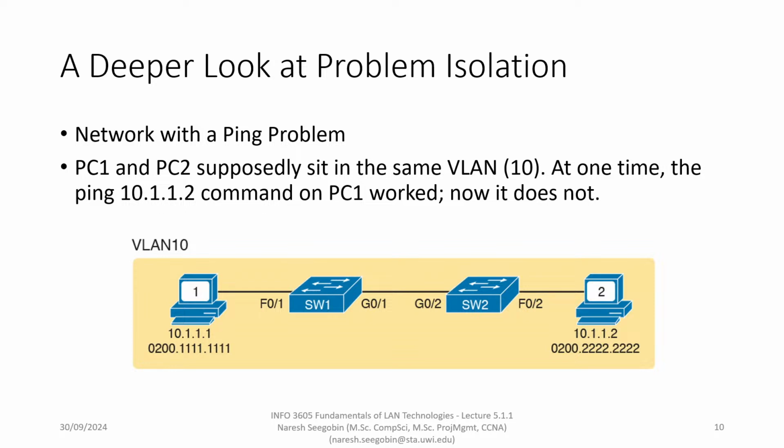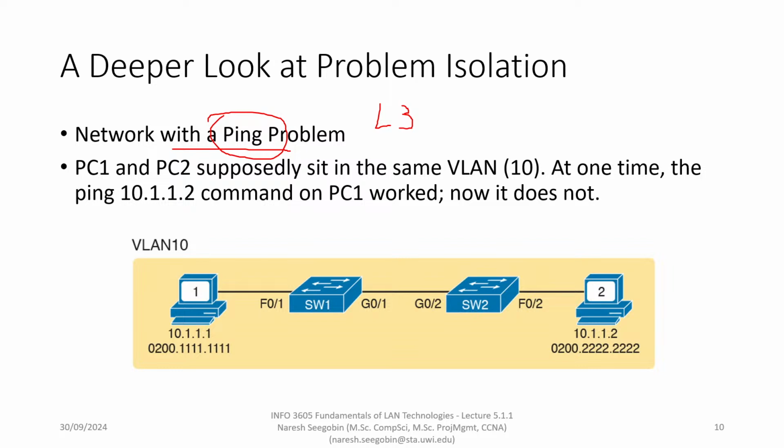All right, so a deeper look at problem isolation. In this example, a network ping problem. Now this is the thing: the ping command is very powerful, and it gives you a way to deal with layer 3 issues. The good thing about layer 3 is that once you sort out layer 3, you can either go up the stack to layer 4, 5 and 7, or you go down the stack, layer 2, layer 1.